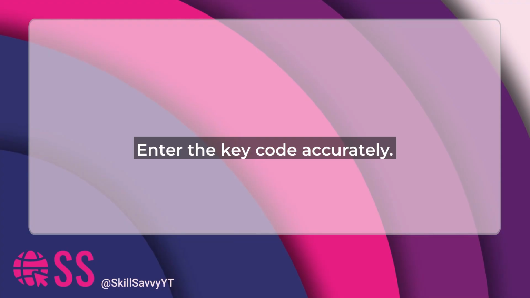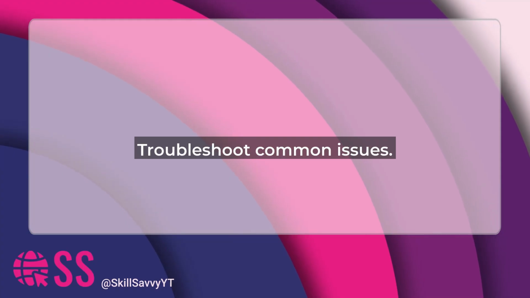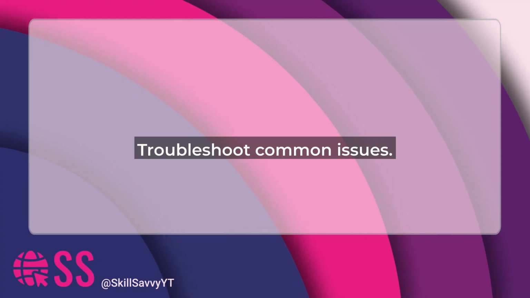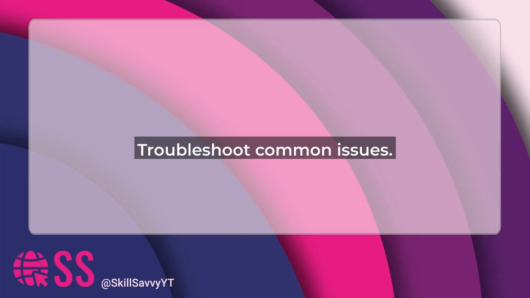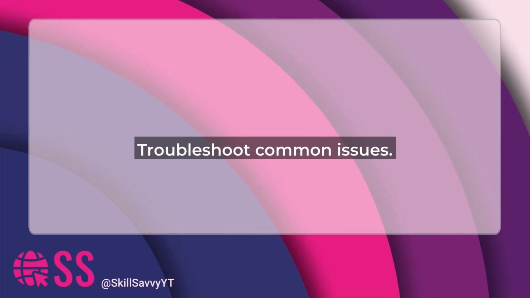If you run into issues, like an invalid code, check for expiration dates or ensure you're using it on the right platform. H&R Block's support team is great, so don't hesitate to reach out. There you have it. That's how to use a key code for H&R Block and start saving on your taxes.